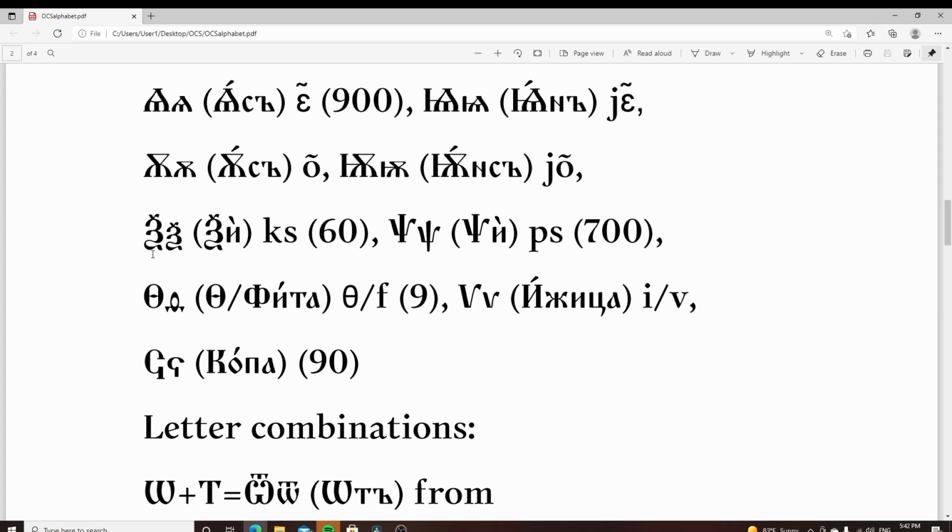Then we have xi. This makes the sound x, and its numerical value is 60. Then we have psi, and its sound is represented as ps. Its numerical value is 700.